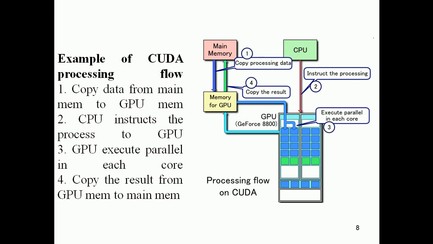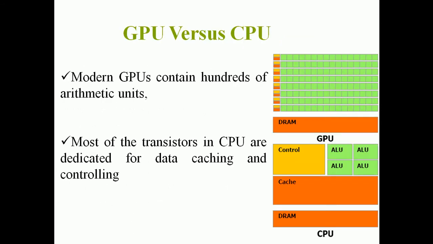Example of CUDA processing flow: first of all, the data from main memory is copied to GPU memory. Then the CPU instructs the process to the GPU. The GPU executes this process in parallel in each core, and the result is copied back to the main memory. Modern GPUs contain hundreds of arithmetic units. Most of the transistors in a CPU are dedicated to data caching and controlling.